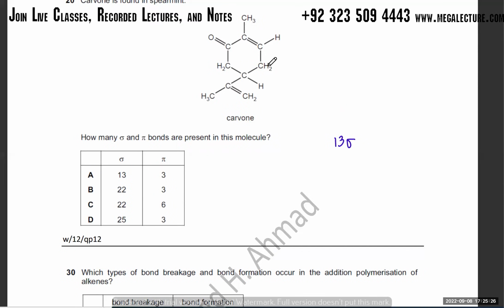4, 5, 6, 7, 8, 9 और 12. तो 25 हो गए. ठीक है, that's 25. And then obviously 3 pi bonds. मतलब ये pi bond है, ये pi bond है, and there's a pi bond over here. So that's 3 pi bonds. Is that clear?